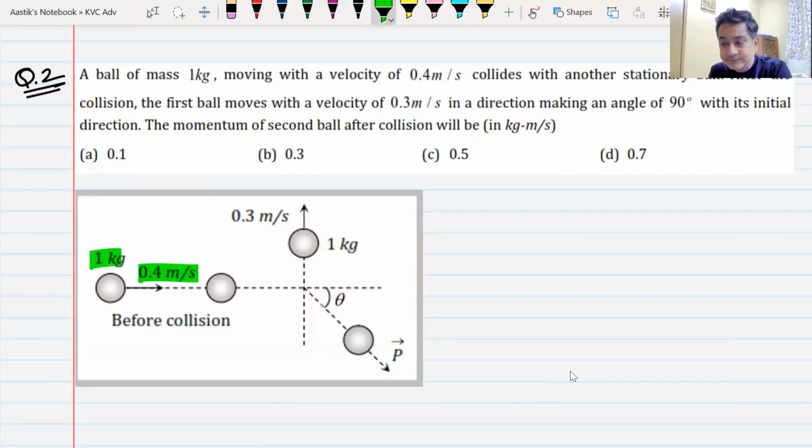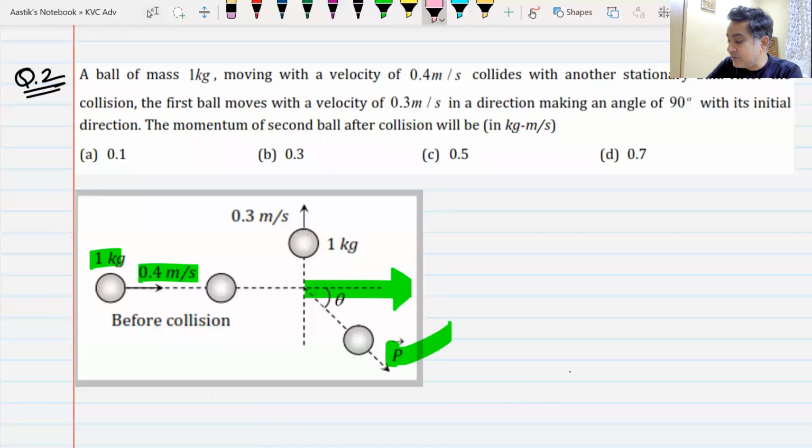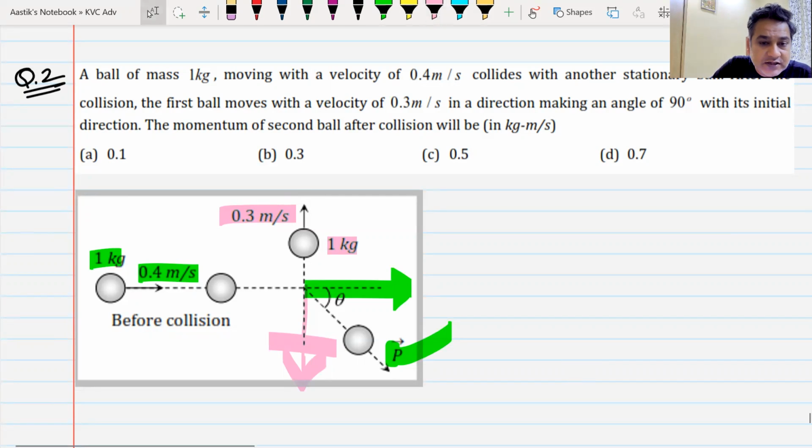Yes or no? Yes, sir. If I call the final momentum of this body p, the horizontal component must be p cos theta. Then the vertical momentum will be p sin theta, and this p sin theta must be equal to 0.3 into 1. Yes or no? Yes, sir. So you know the value of p cos theta, you know the value of p sin theta, you should be able to find out the value of p. Yes, sir.